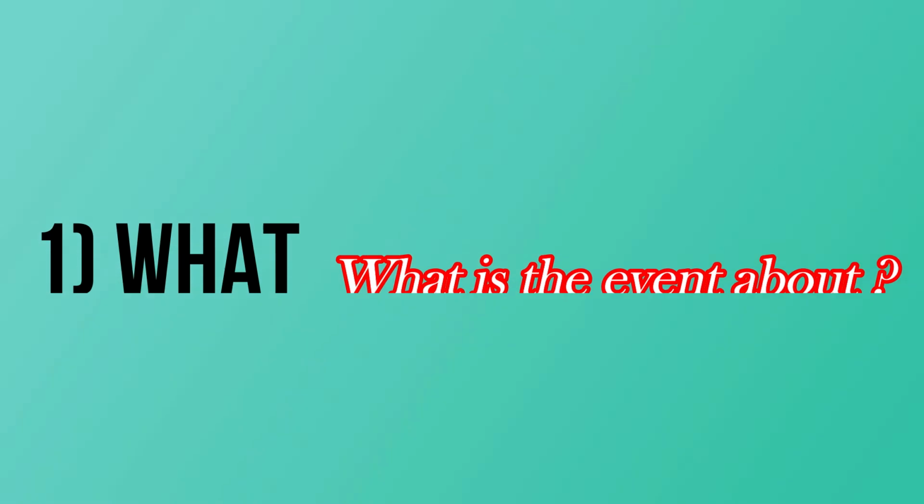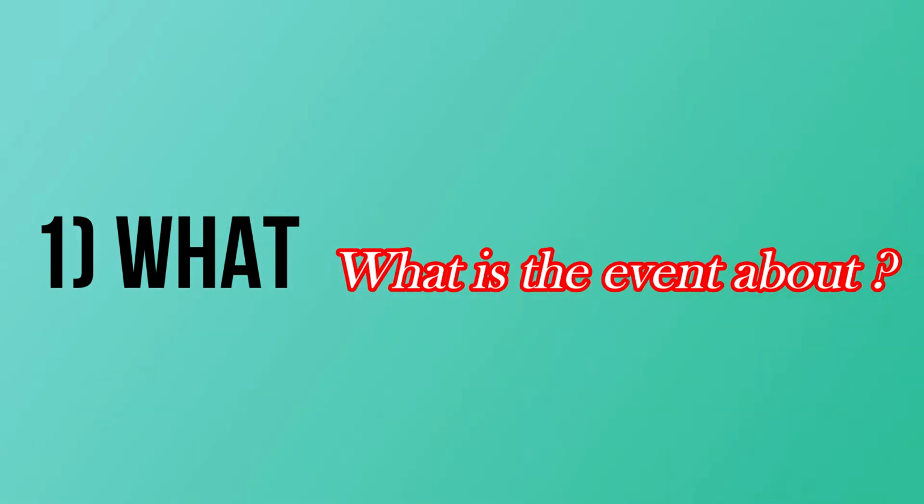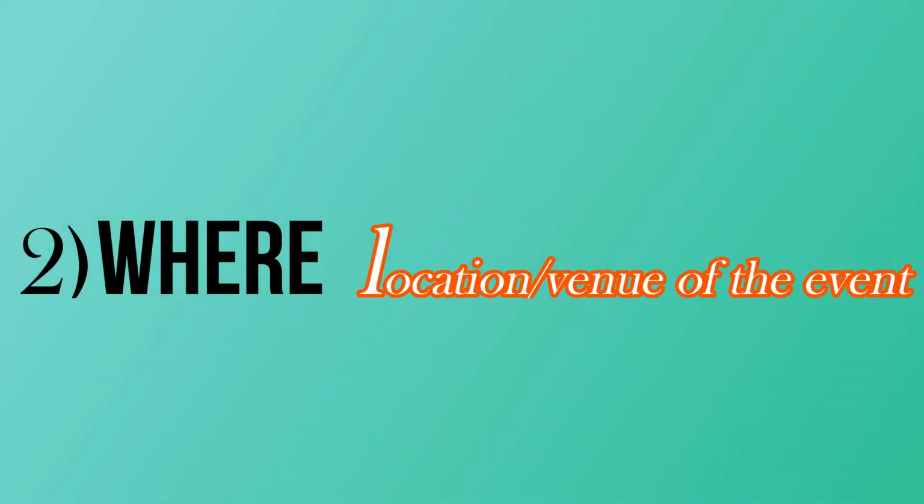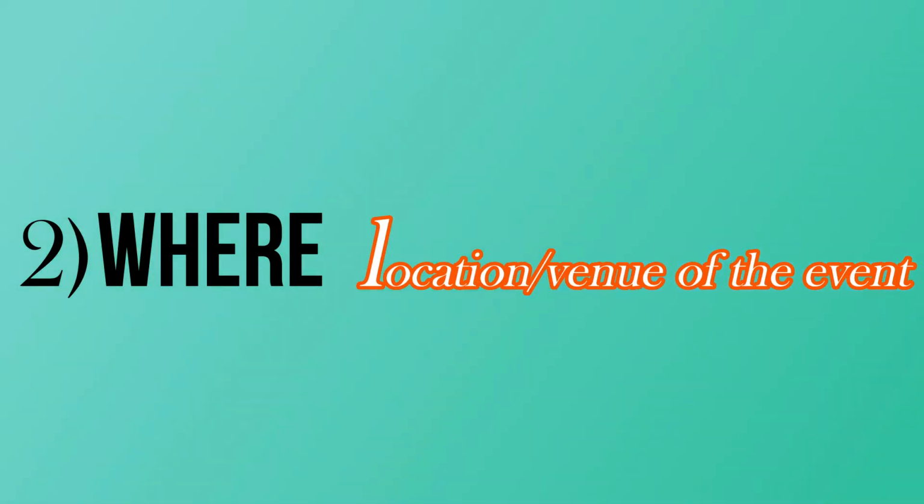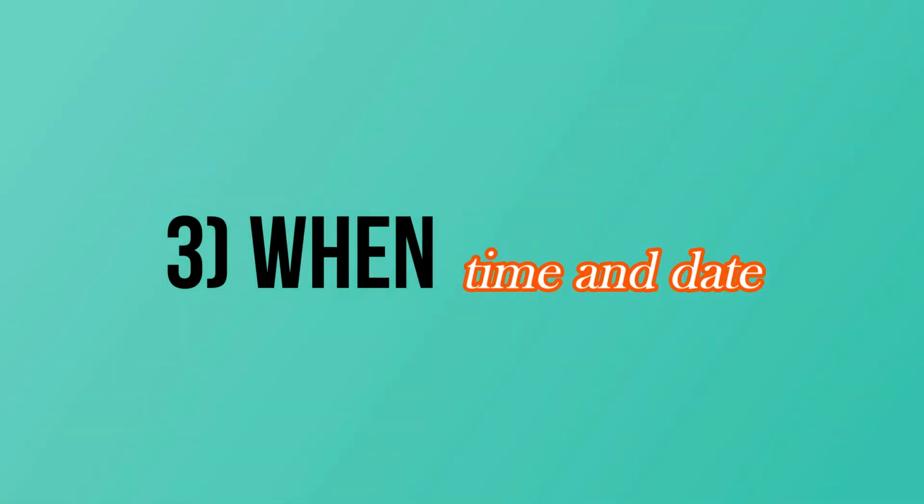Well, all of a sudden I found a very easy method to really remember the format. The 5 W's. The 5 W's you can keep in mind like that. So the first W is what. What is the event about? The second W, where, location or venue of the event. The third W, when, time and date.